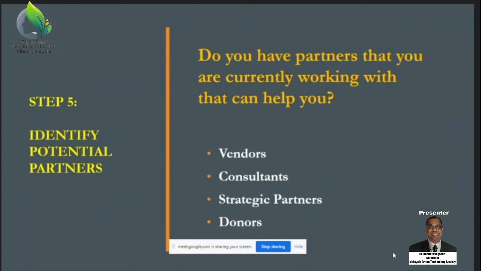Step 5, identify potential partners. Do you have partners that you are currently working with that can help you? For example, vendors, the consultants of your company, the strategic partners who are doing business with you, and the donors. Are they willing to help you with your current plan? Are they willing to become your potential partners? This will help you to execute your plan.